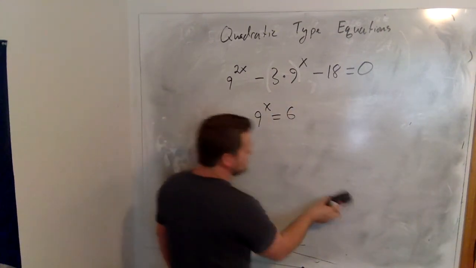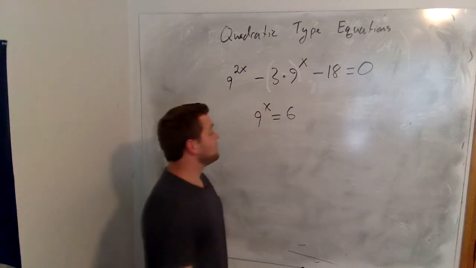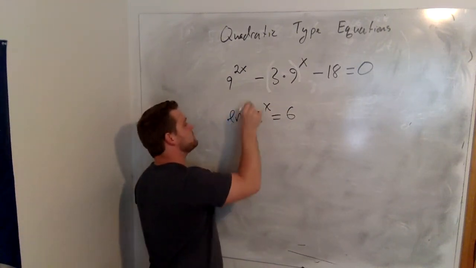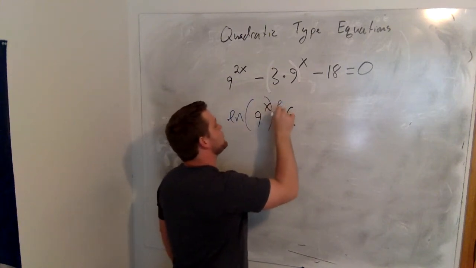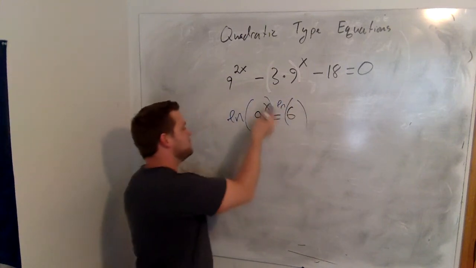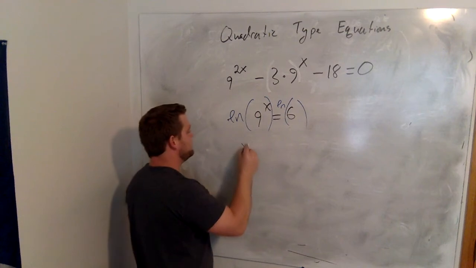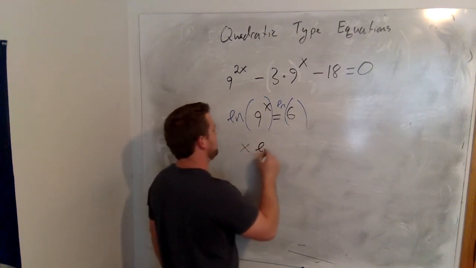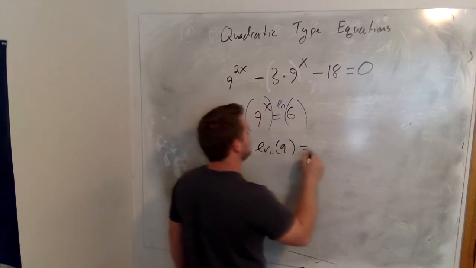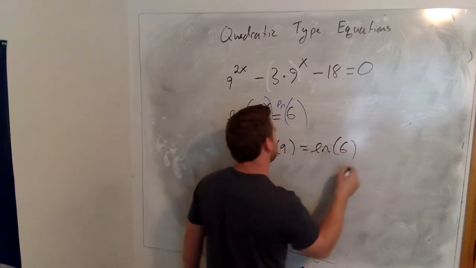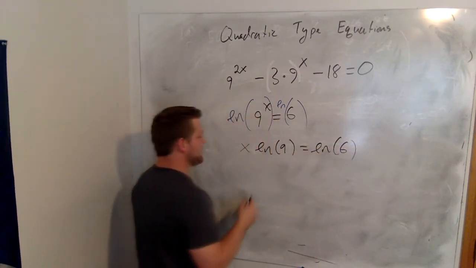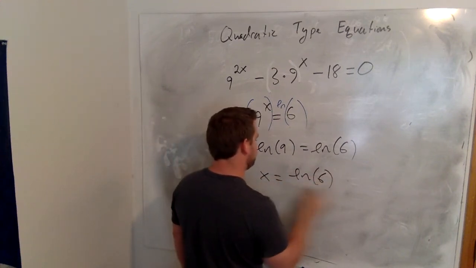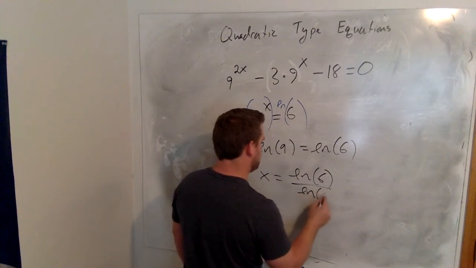You could take log base 9 of both sides and use a change of base formula. I think it's just easier for me to remember to take the natural log of both sides, so that x will come out front. So x times the natural log of 9 will be equal to the natural log of 6. We can divide both sides by the natural log of 9. So x will be equal to the natural log of 6 over the natural log of 9.